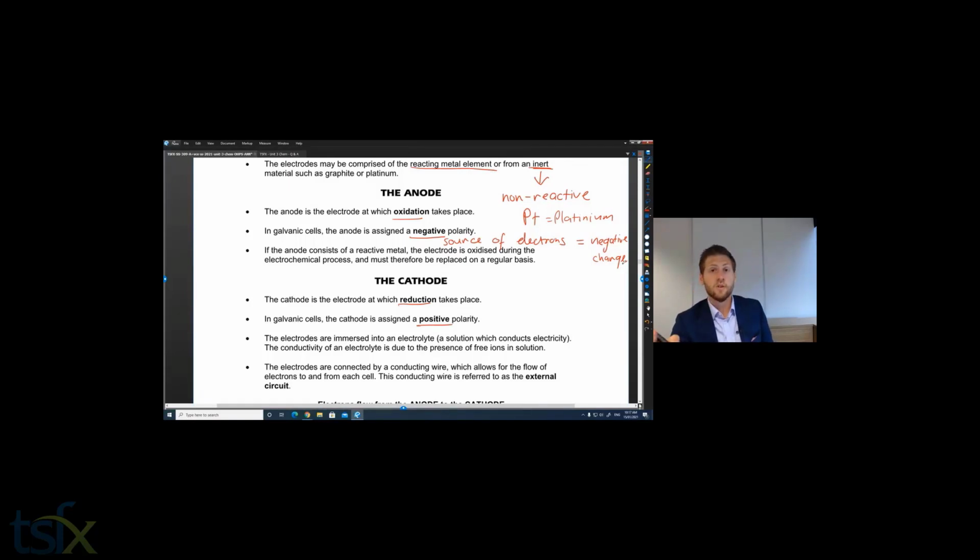So the source of electrons is the negative charge. That's why the anode is called the negative electrode. And then the positive electrode is where the electrons are going to.